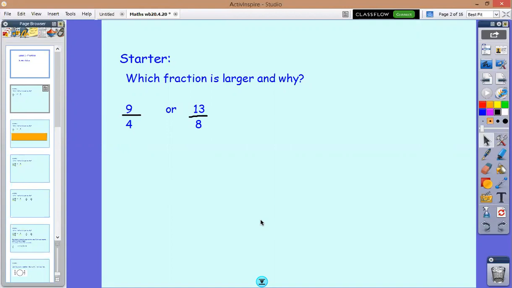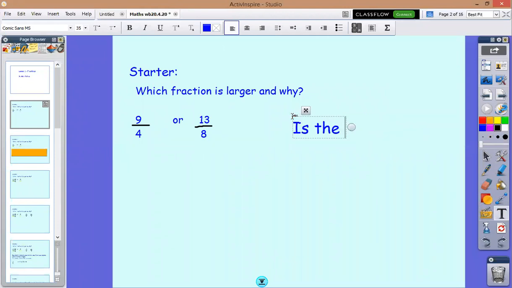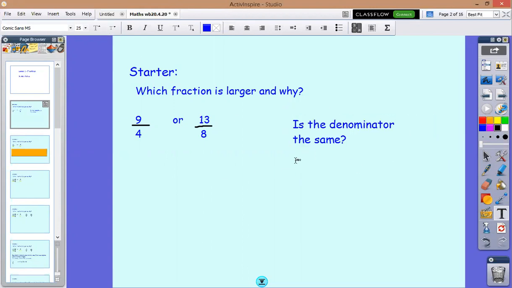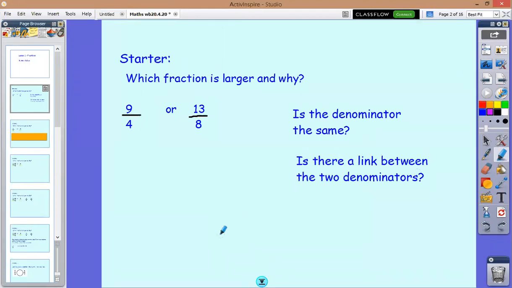So straight away, when I'm looking at fractions, I always want to see if the denominator is the same. So is the denominator the same? In this situation, the denominator is not the same. So now I need to see is there a link between the two denominators. To see that link, you need to be using your times tables. So already when I am looking at my times tables here, I can see the 4 and the 8. Now I know straight away that 8 is in the 4 times table.